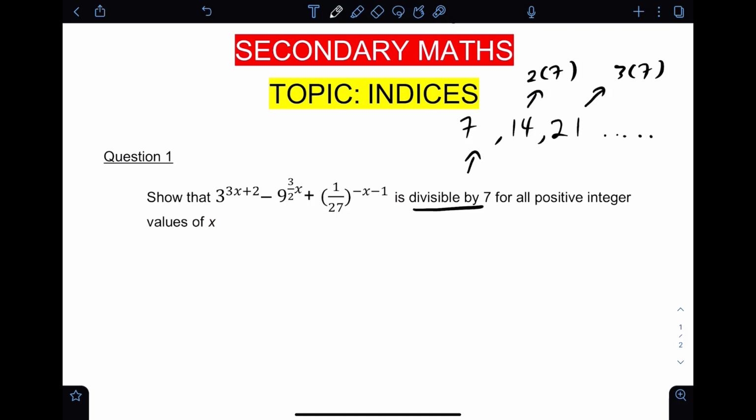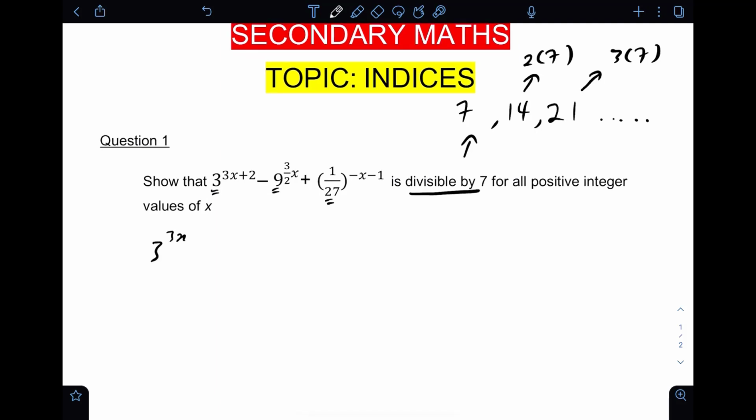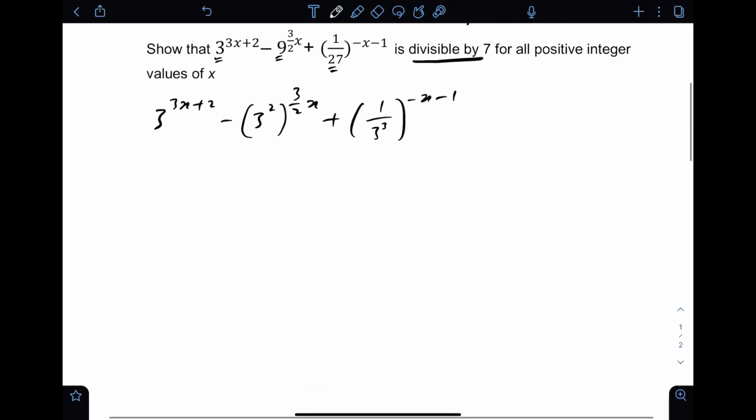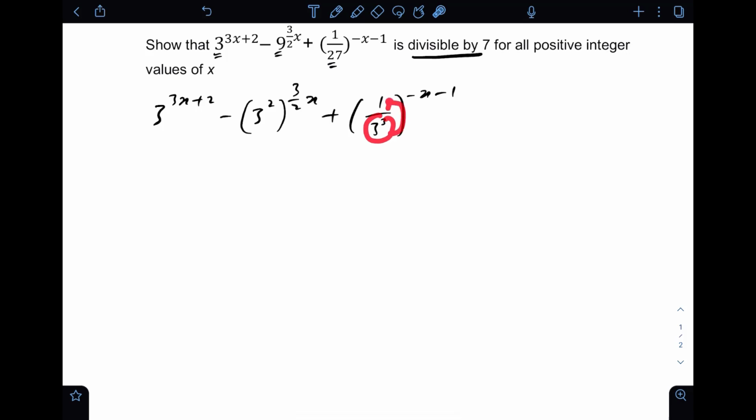And the way to do these questions is to observe that all the bases, friends, 3, 9, and 27, can be put into the same base of 3. So that's what we're going to do first. So 3 to the power of 3x plus 2 minus 9 is just 3 squared to the power of 3 over 2x, plus 1 over 27, which is just 1 over 3 cubed, and this is to the power of negative x minus 1. Very nice. We are almost there. It's just that this has got to be brought up so that we have all base 3 and not 3 at the bottom like this.